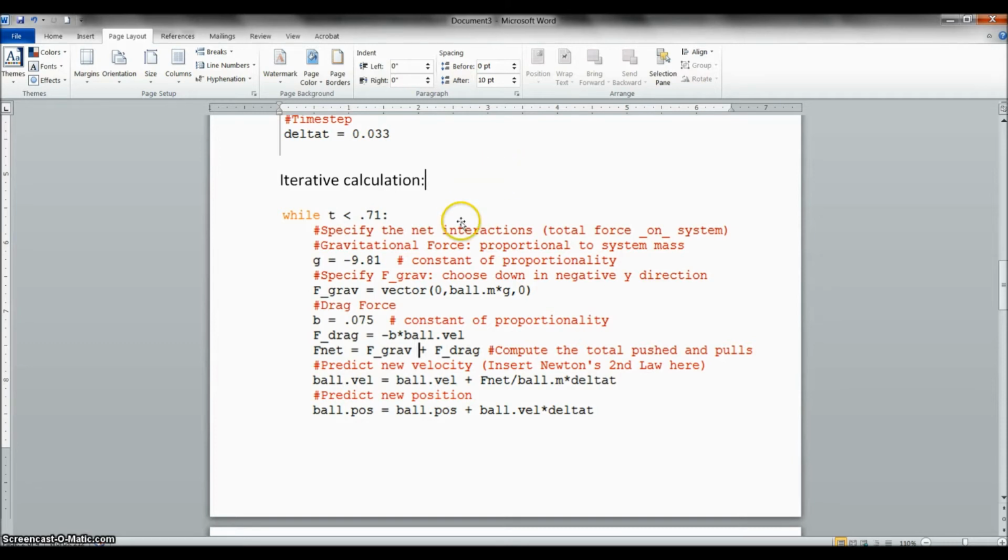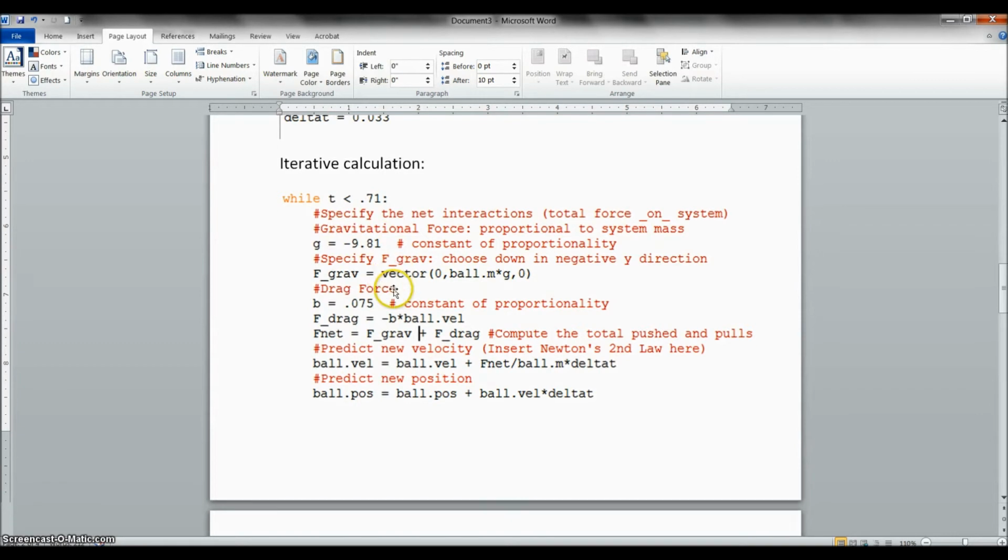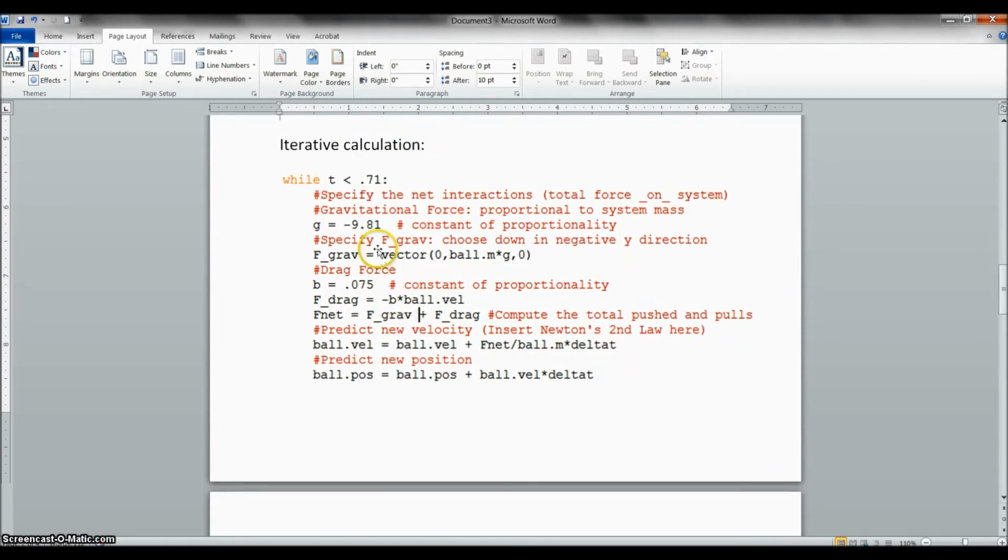And so there were two forces acting on the objects this week. One was the gravitational force, which was down, so we entered a vector with 0 in the x direction, the mass times the gravitational constant in the y direction, and a 0. And then we also used a drag force, which is viscous drag, which is merely proportional to the velocity of the ball. So it was a constant of proportionality, which we found using experimental data, times the velocity.